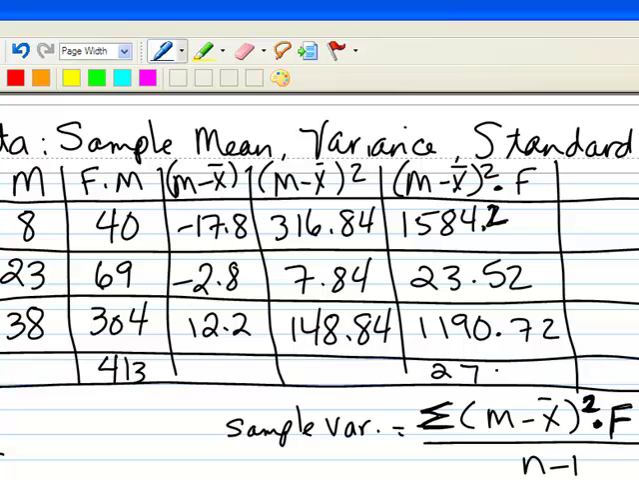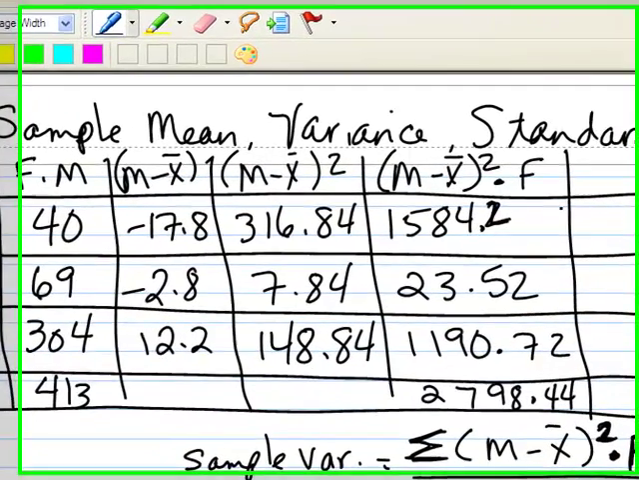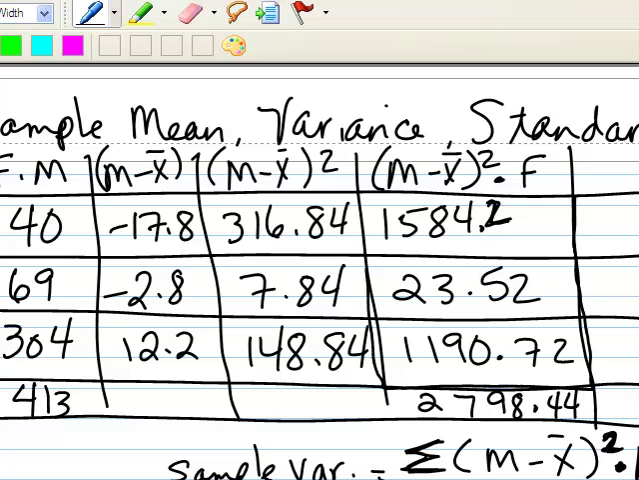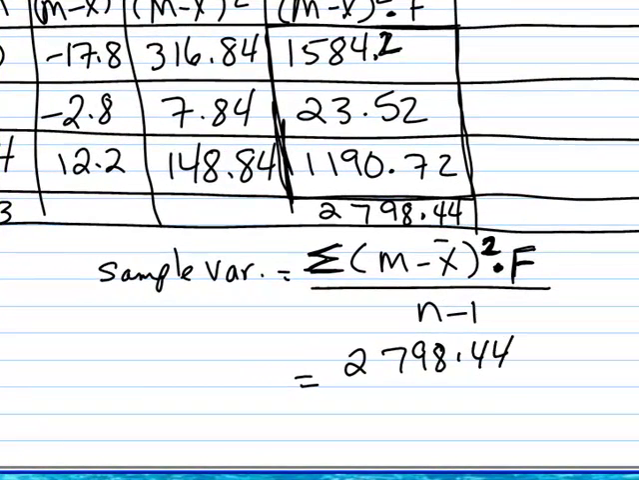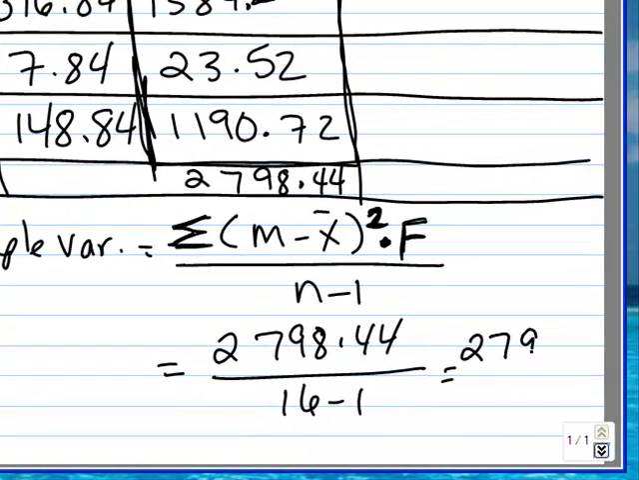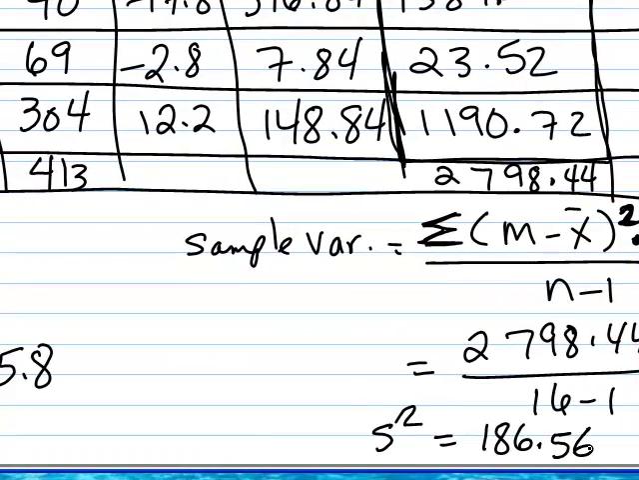Then the formula tells me to sum that column up. So I get 2798.44 if I add up this column. The formula tells me to take that summation and divide it by n minus 1, which is 16 minus 1. So that's 2798.44 divided by 15. So the sample variance is 186.56.